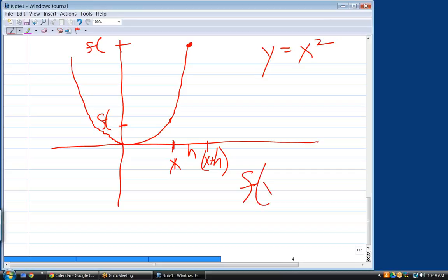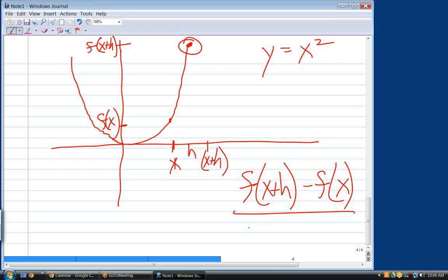f of x plus h, this point here, minus f of x, that's going to be the rise, over, and the run is going to be x plus h minus x. Yeah. That's what I was trying to remember. Yeah, so we end up with just h in the bottom.